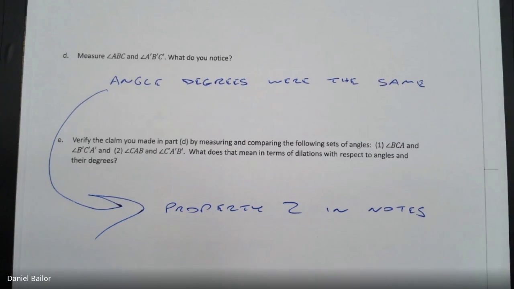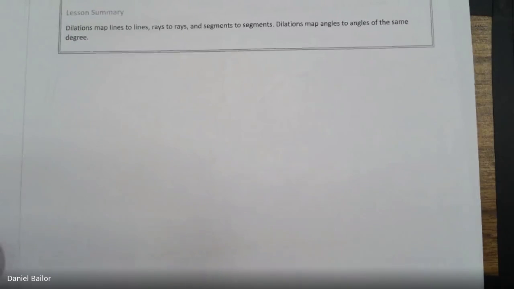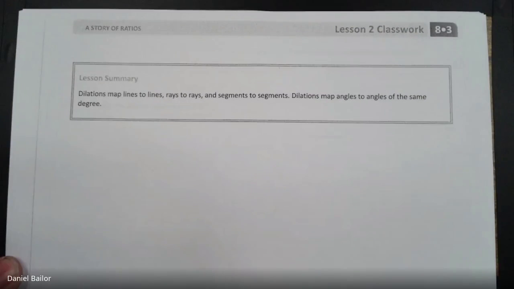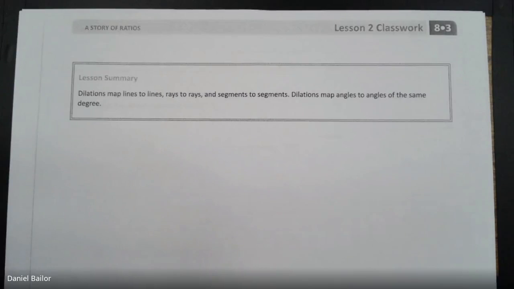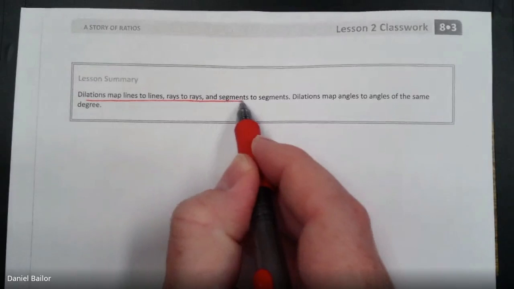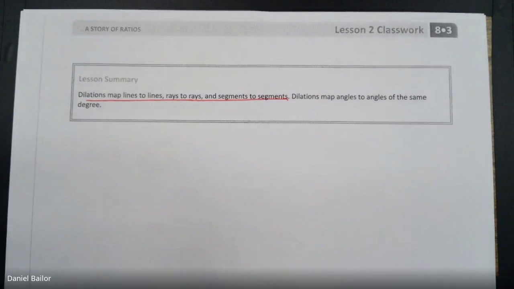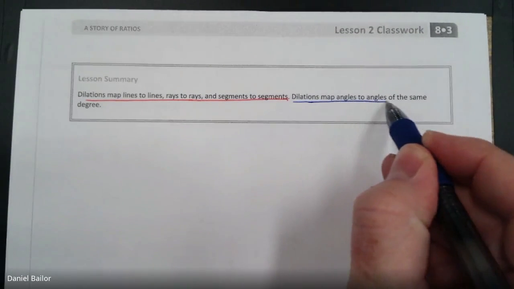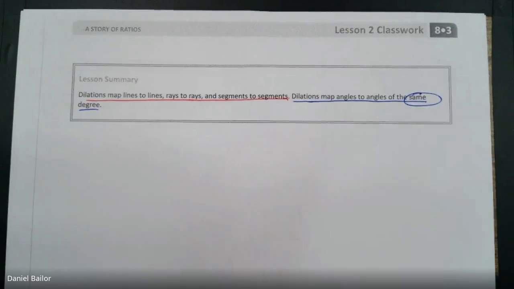So that, I think, might be all the activities we have for today. Let me check. Going to page 16. Yep, page 16 is the lesson summary, which is just the two properties we talked about. Dilations map lines to lines, rays to rays, and segments to segments. And dilations map angles to angles of the same degree. So degrees stay the same. So shape stays the same, degrees stay the same.